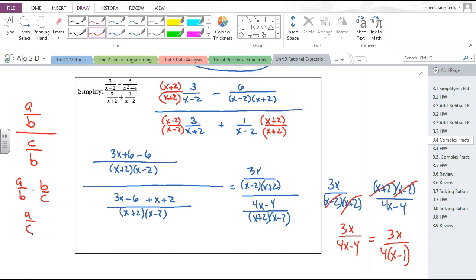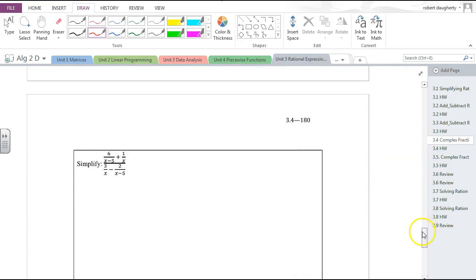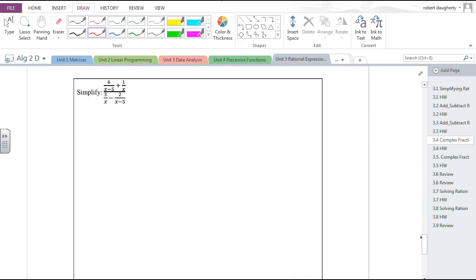Question, Jack? Okay. Okay, let's look at another one, and then you guys can start to take a look at this on your own. So what's the strategy? What do I have to do here?